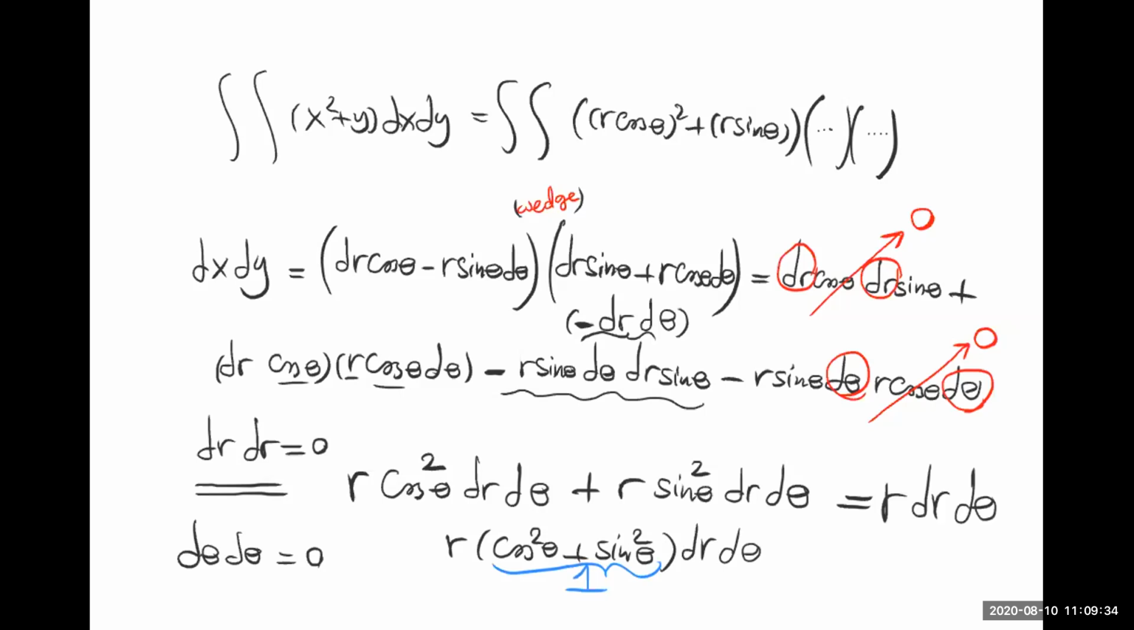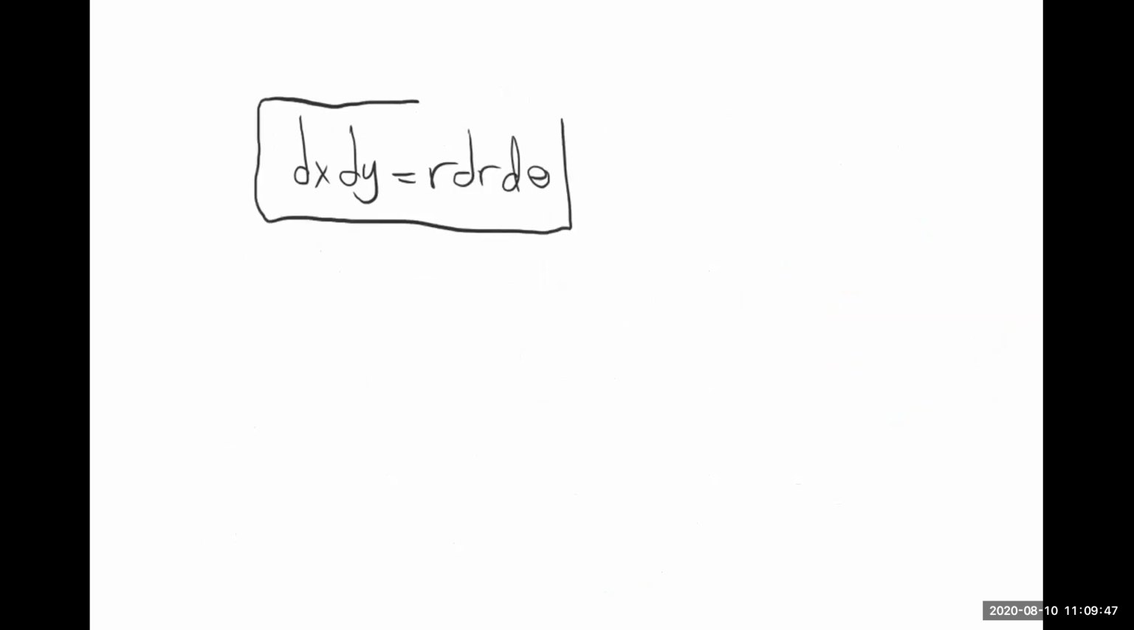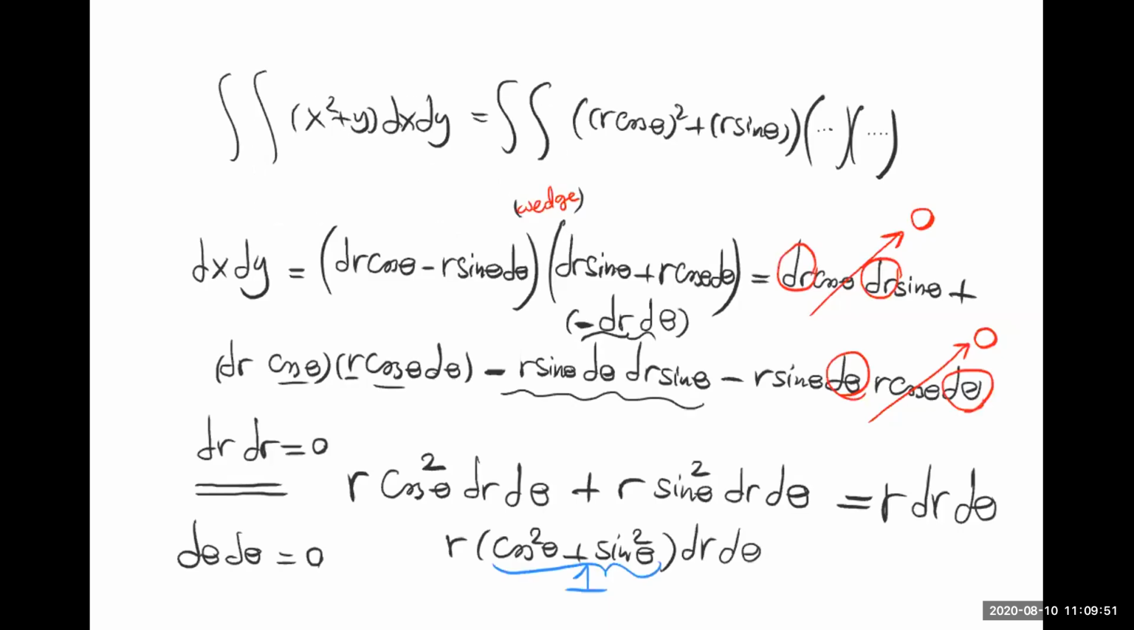So a lot of times in the books, you might see they don't explain this. They might just say as a rule, dx dy is r dr d theta. You can simply memorize that without going into these details, but this is kind of the proof.